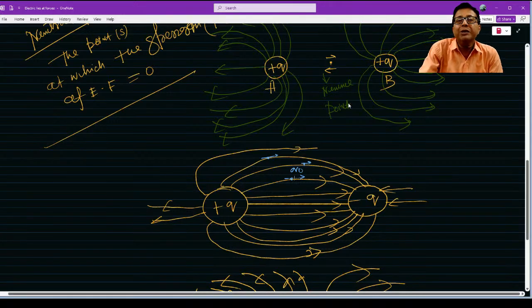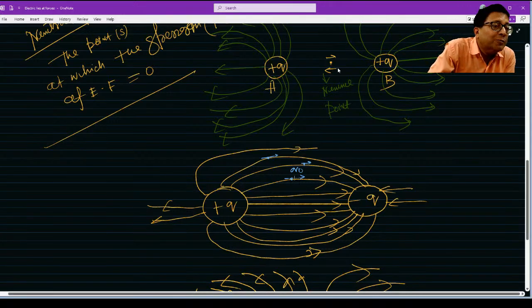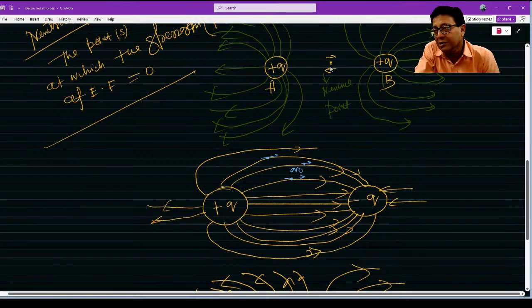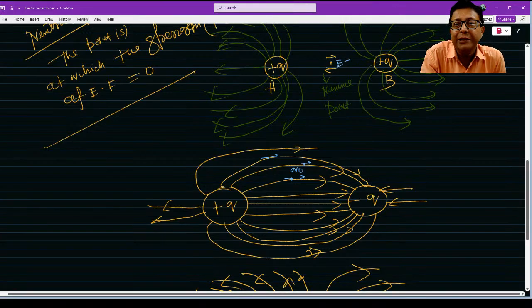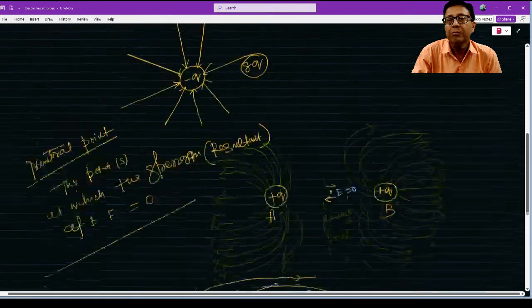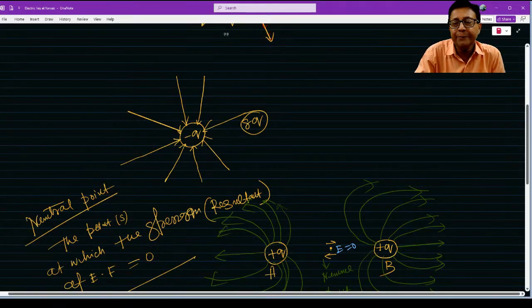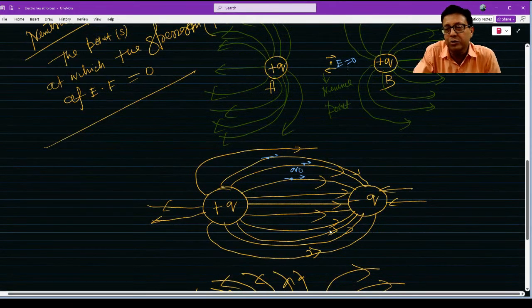And what about the neutral point? Because at those points, no lines of forces are passing. Keep this thing in your mind. So we can say that strength of electric field is 0 over 0. Strength of electric field, in this case, 0.